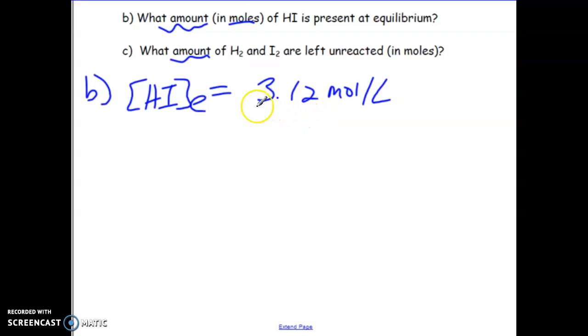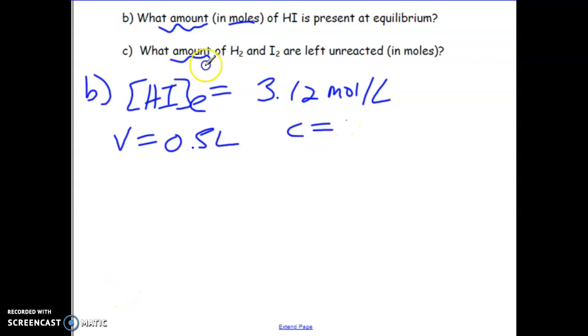Okay, so keep in mind, don't use the rounded answer. You don't want to use the 3.1. You want to use the full concentration when you're doing this because you're continuing the calculations, right? So we have the moles per liter, and remember we had the volume of the container. That was given at the very beginning of the question. We have a 0.5 liter container.